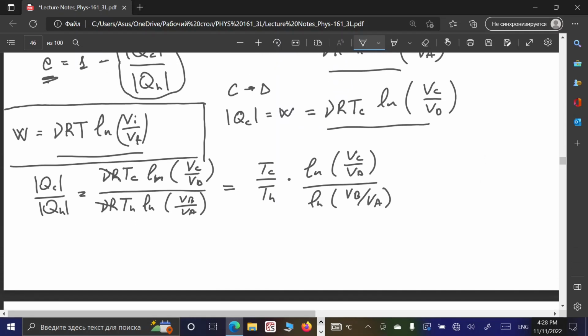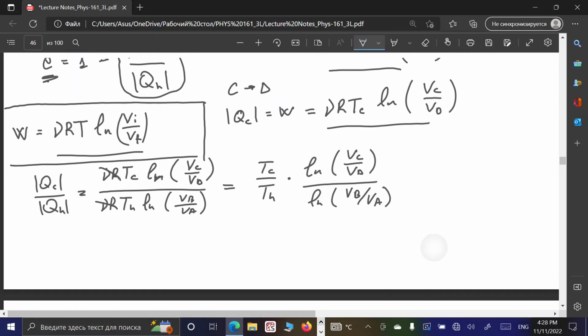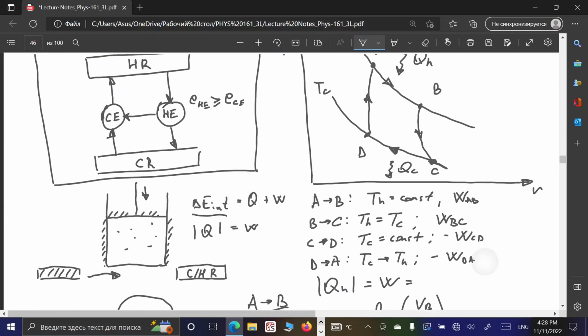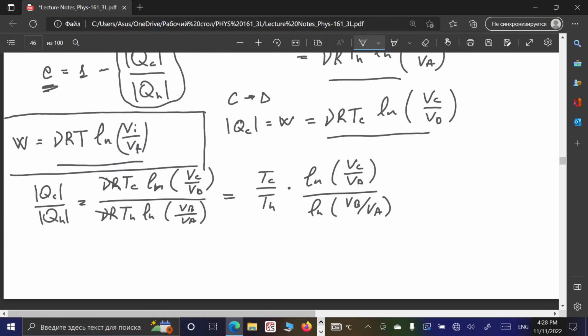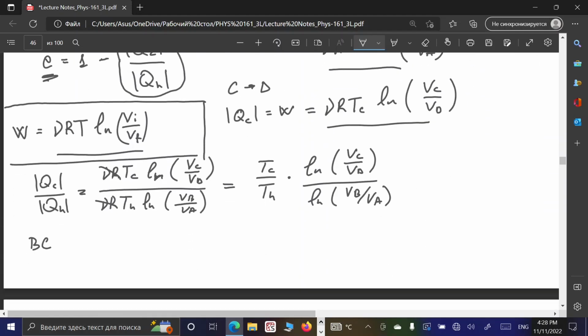Now we still have two adiabatic processes, which are BC and DA. For adiabatic processes, we can write the relationship between volume and temperature, which we mentioned during our previous discussions. So we can write that TH times VB to the power gamma minus 1. Remind me, what is gamma?